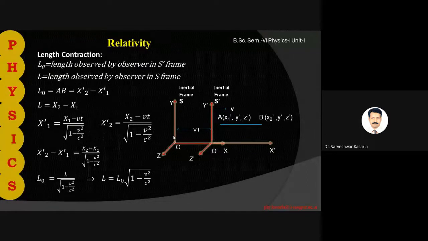So here one may find that L is less than L0. That means the observer in the stationary frame will find a length which is less than the original length. So the length will be contracted. This is also known as the Lorentz-Fitzgerald contraction.